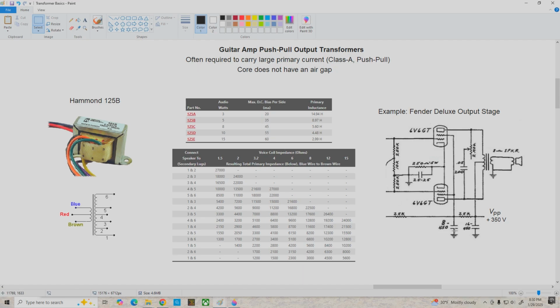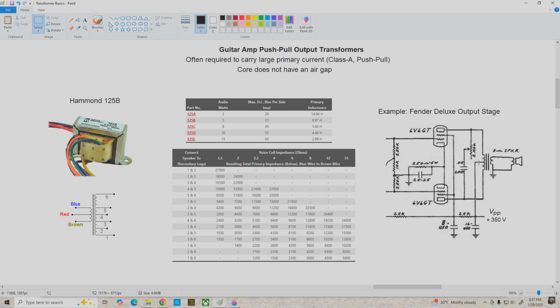Now, what does that mean? Well, if we come over here and look at this Fender output stage, if we trace the power supply voltage from VPP over to this node, if we come up to the center tap, note that the current will split between this upper tube and this lower tube, and we can have a total of 35 milliamps per side, so we can carry 70 milliamps out into the power supply or from the power supply into the center tap.